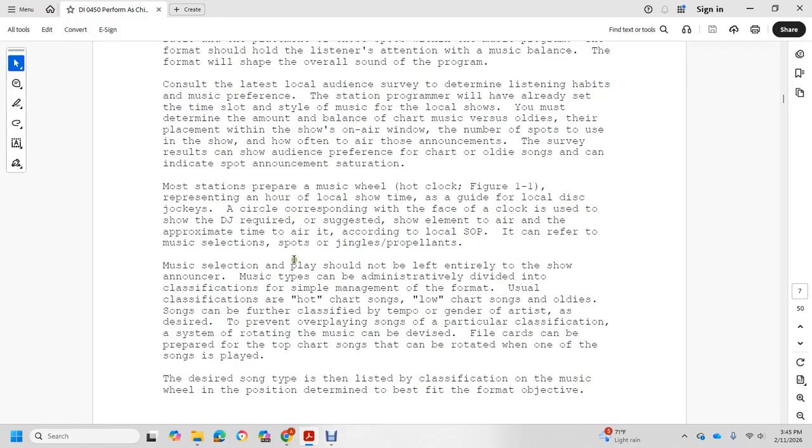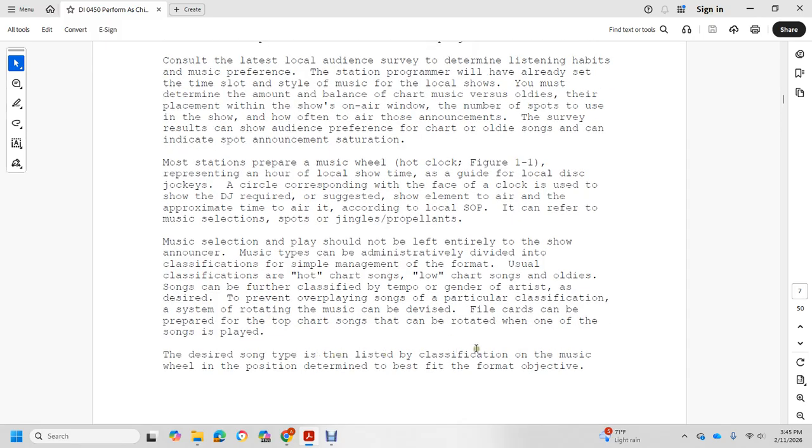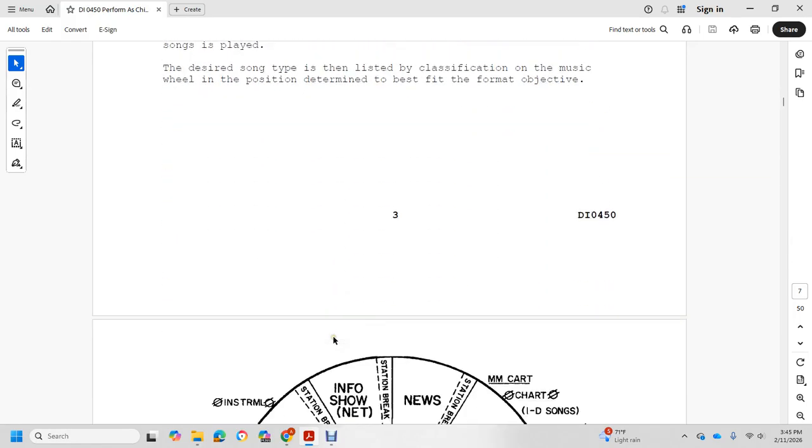Music selection should not be left entirely to the announcer. Music types are divided into classifications for simple management of the format. The usual classification is hot chart songs, low chart songs, and oldies. Songs can be further classified by tempo and gender of the artist, as desired. To prevent overplaying songs of a particular classification, the rotation of the music can be divided. File cards can be prepared for the top chart songs and rotated when one of the songs is played. The desired song type is listed with a classification on the music wheel, and the position is determined by the best fit with the format objectives.